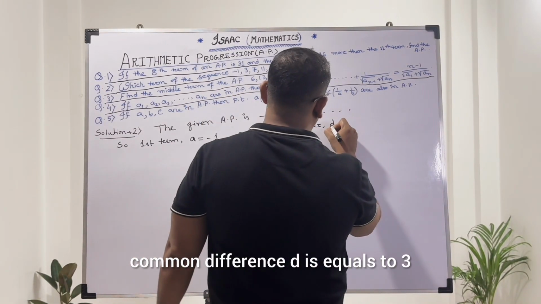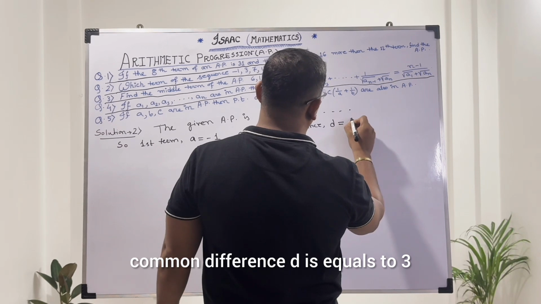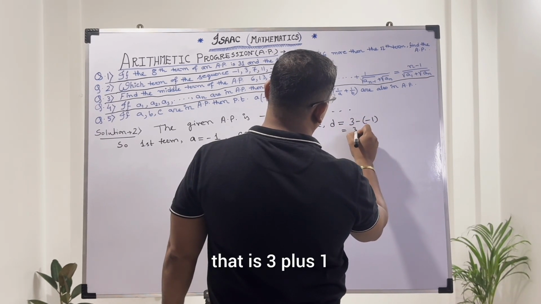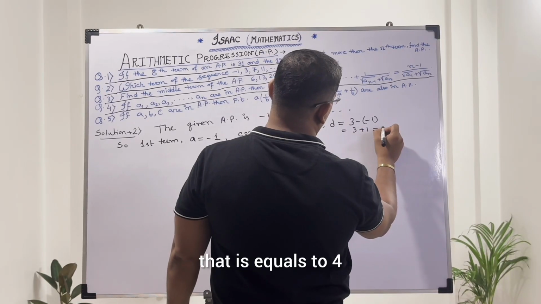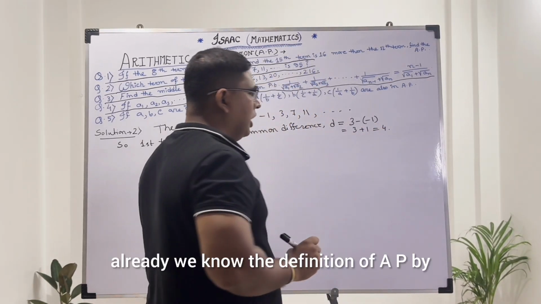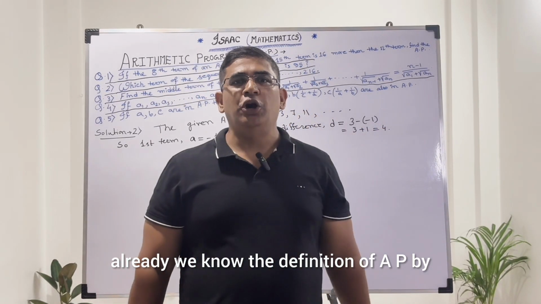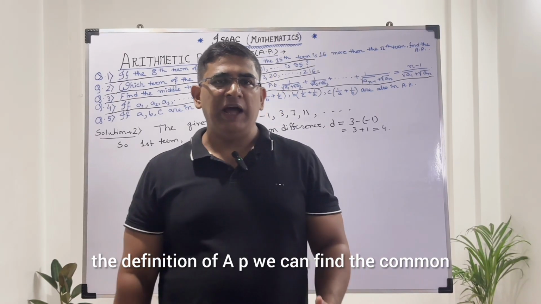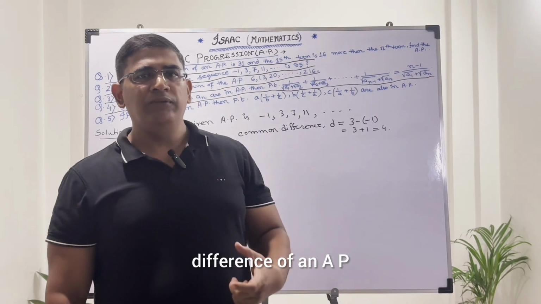Common difference d equals 3 minus (minus 1). That is 3 plus 1, which equals 4. Already we know the definition of AP. By the definition of AP, we can find the common difference of an AP.